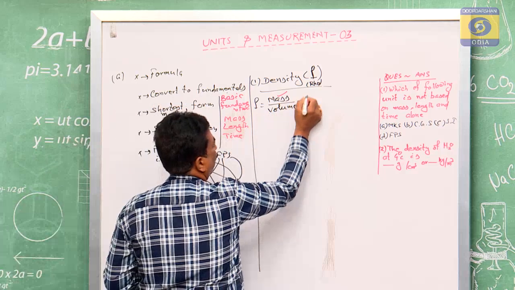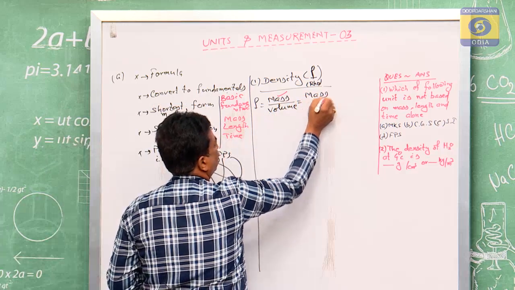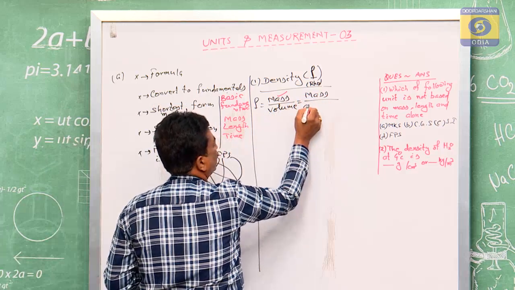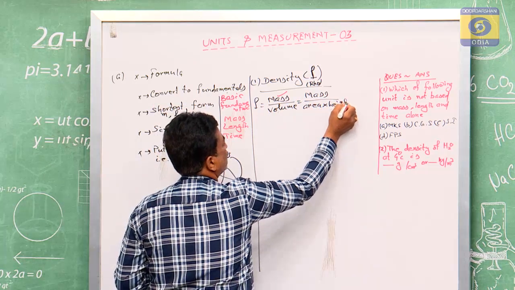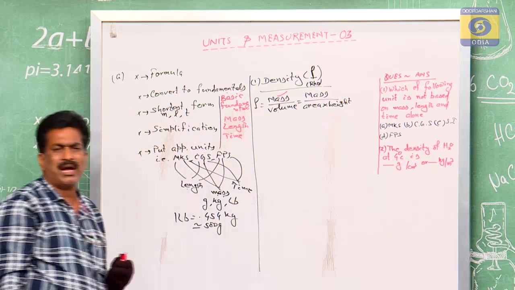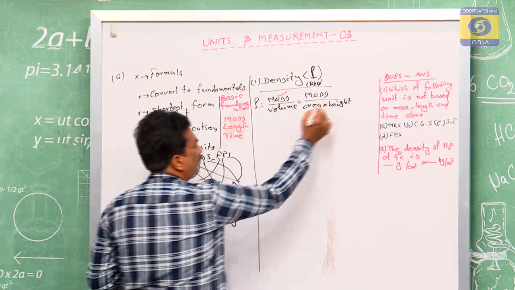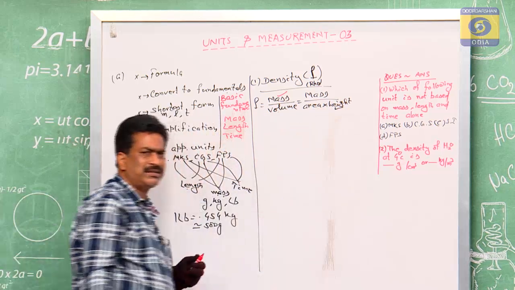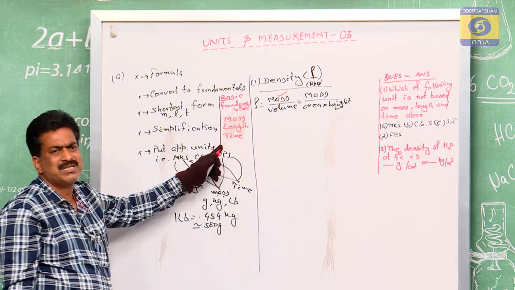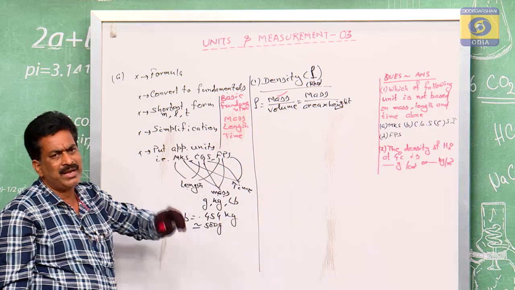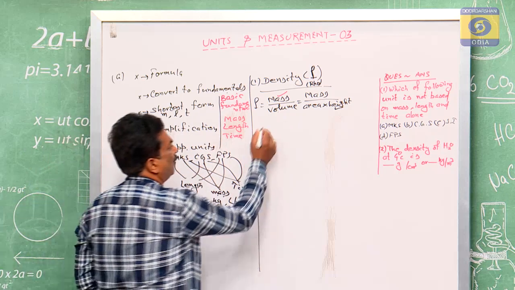So if you convert to the fundamental, this is mass by volume, which is area into height, which I said in my last class. Area into height. So you see height is length, which is again fundamental, but the area is not in the basic fundamentals. Means the area has to be converted into fundamentals.